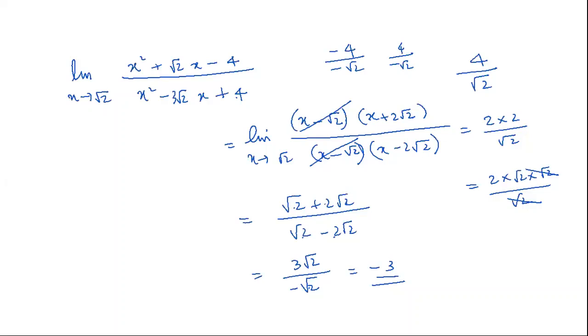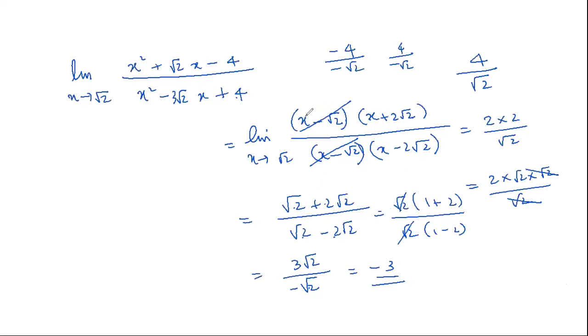Okay. Everybody, if you are finding this calculation difficult, take root 2 common. So 1 plus 2, take root 2 common, 1 minus 2. You can do it like this also. 1 plus 2 upon 1 minus 2. So minus 3. Okay. We'll try one more question.